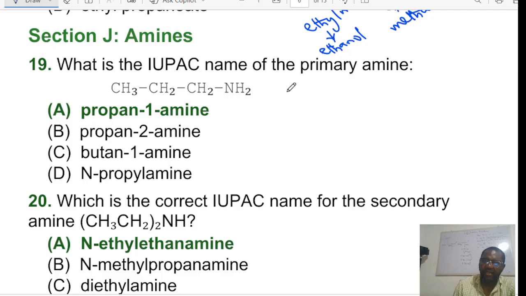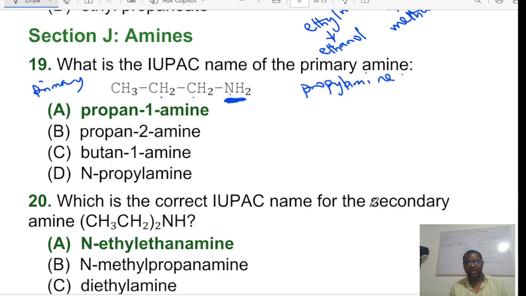A primary amine is NH2. That means 2 hydrogens. The nitrogen has 2 hydrogens. So this is a primary. This is primary. And the name of this compound is 1, 2, 3. It is propylamine. It is propylamine. You see that?